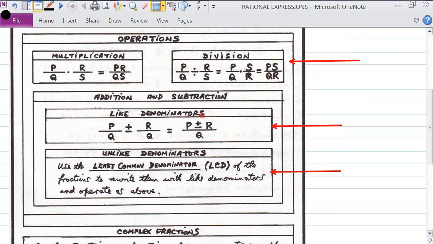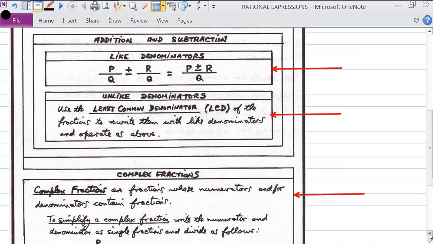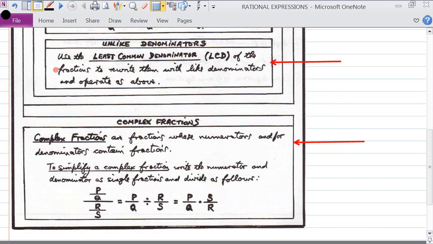Like denominators, where we're doing addition and subtraction, unlike denominators, where we're doing addition and subtraction, concept of the least common denominator, and finally we'll look at complex fractions.